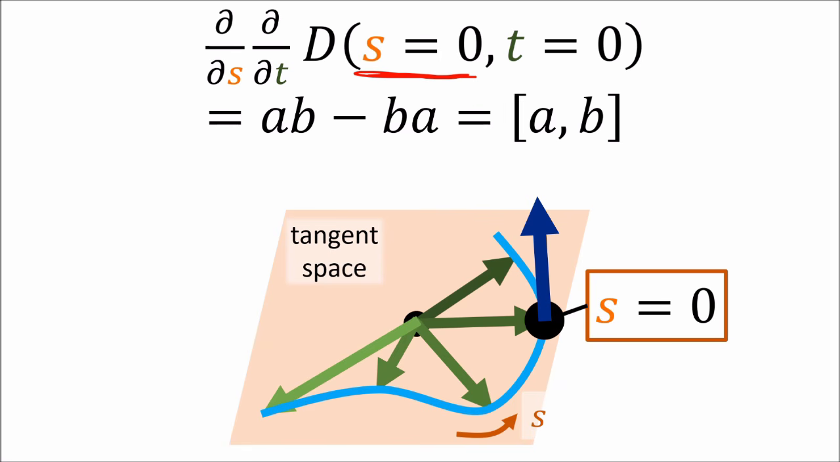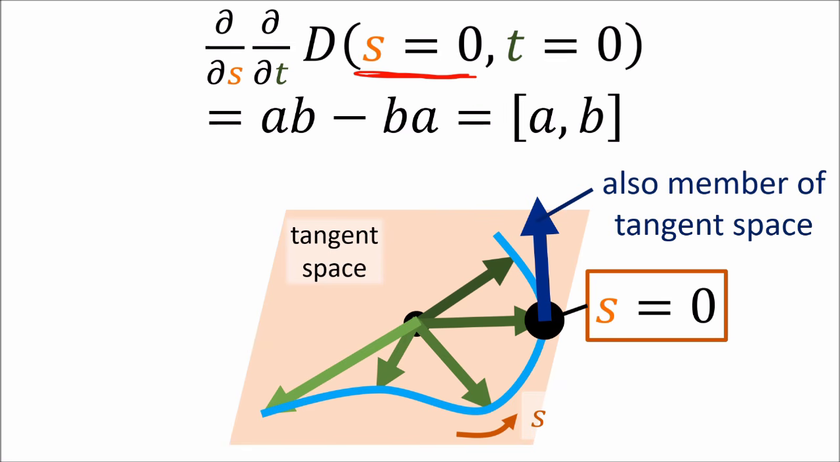Now, since tangent vectors in a vector space also belong to that same vector space, this tangent vector at s equals 0 also belongs to the tangent space of our original path in the Lie group at t equals 0. So all of that shows that the commutator of two tangent vectors gives another tangent vector. So the tangent space of a Lie group at the identity does indeed form a Lie algebra.